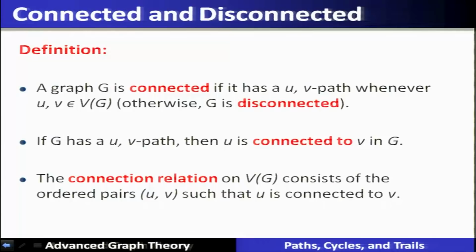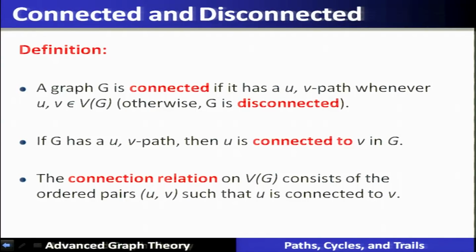Connected and disconnected graphs. Definition: a graph G is connected if it has a UV path whenever U and V are a pair of vertices of the graph. Otherwise, that particular graph is disconnected. So, if G has a UV path, then U is connected to V in the graph G. This connectedness will induce a relation on the vertex set V(G) and divide it into equivalence classes that we are going to discuss here.